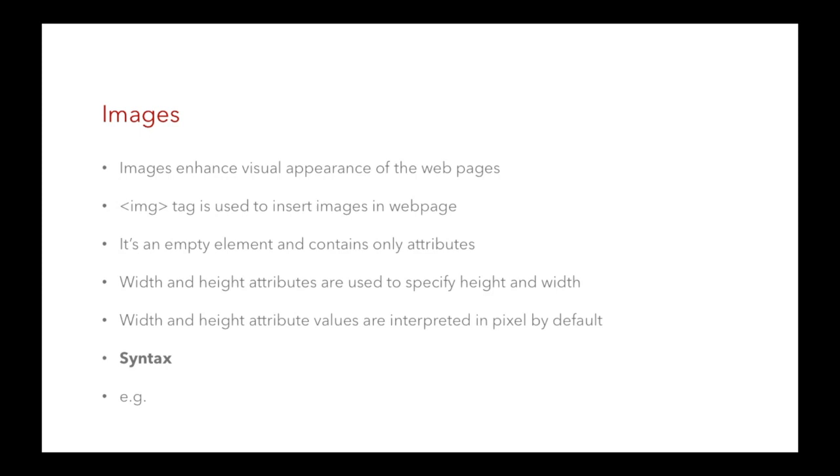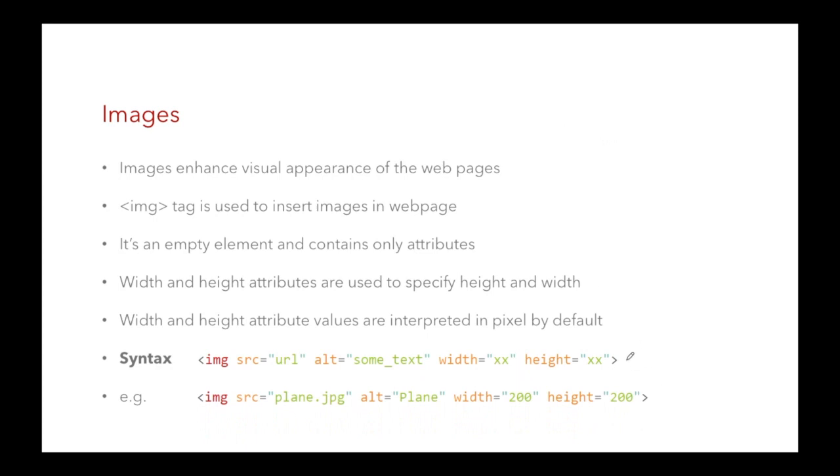So the image tag is used in inserting images in web pages. It's an empty element. It doesn't have any ending tag. This is the general syntax of the image tag, and if you notice, it doesn't have any ending tag. It has important attributes like width and height, and generally your image can be of a certain size, and on a page you might reduce this image size by specifying height and width.